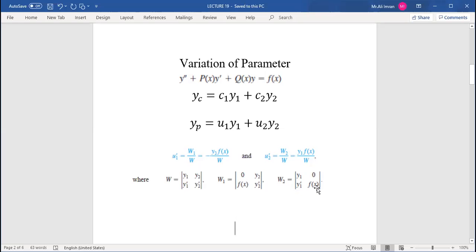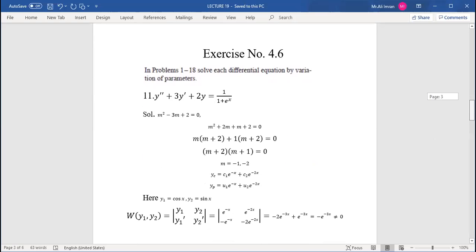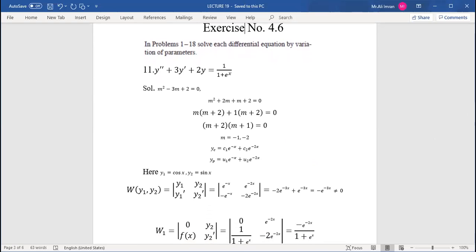In this manner, we will find the parameters u1 and u2. We have defined u1 prime and u2 prime. By integrating them, we will get u1 and u2. Now I will demonstrate this method with a question. In the last lecture, we have solved 2 to 3 questions and one example with the help of the variation of parameter method. Now I will solve a different question.